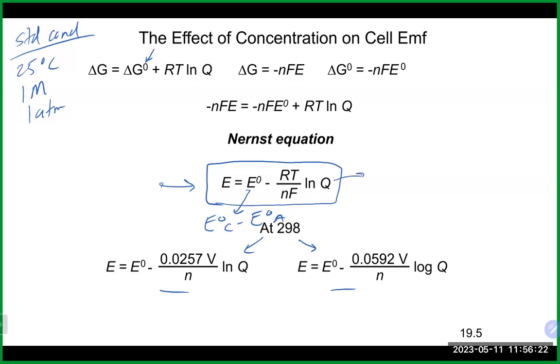As a reminder, we calculate Q the exact same way that we calculate K, which is basically our products over our reactants. Obviously, any coefficients, you have to use those as well. So this is what we would use in non-standard conditions. In most cases, that's where you're going to see the non-standard part come into play: something about pressure, something about concentrations that are not 1. Any questions on that there?